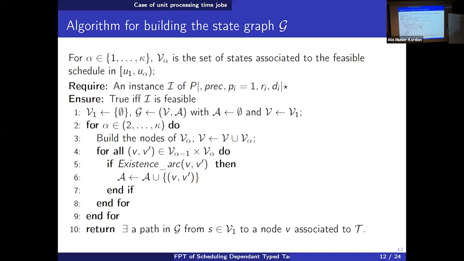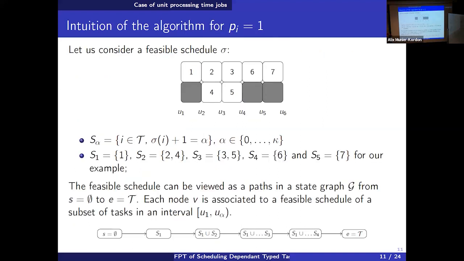So the idea of the algorithm simply will be to build a state graph where each node will be a set of tasks that are executed from U1 to U alpha. Important: V alpha is the set of tasks associated to a schedule from U1 to U alpha. These states are partitioned into several subclasses. For example, if I consider here the first schedule, here we have V1, V2, V3, V4, V5.